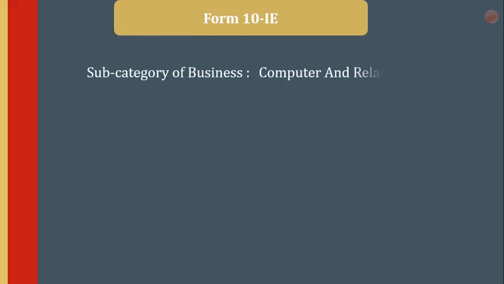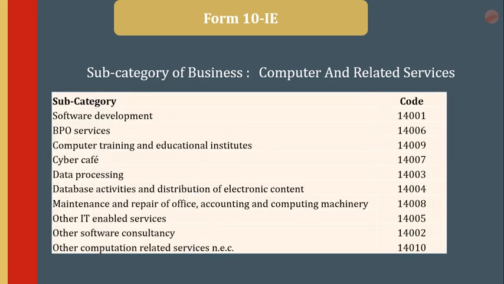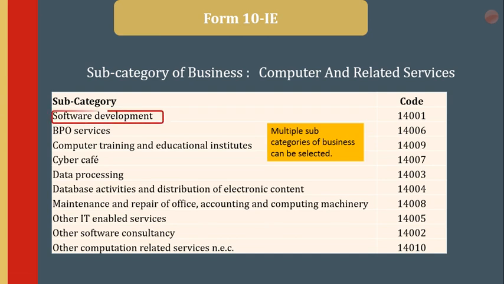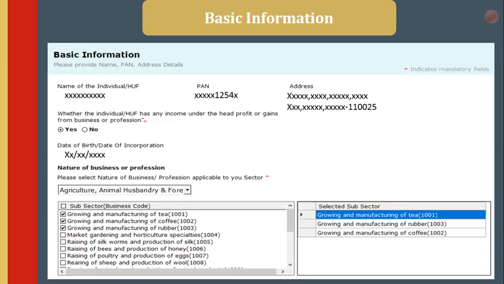The subcategory of business is to be provided, we have selected computer and related services. So the subcategories are these. Here you can select multiple categories. So you can select software development, data processing, or other IT enabled services also. So multiple selection for subcategory is allowed. This is how in WebTax you can select the main business and the subcategories which are multiple.